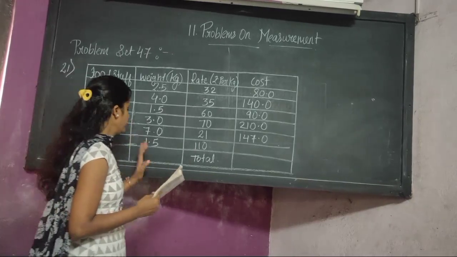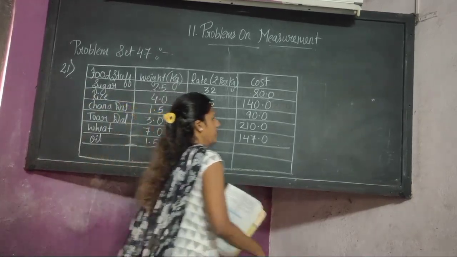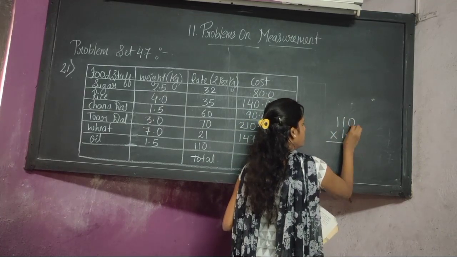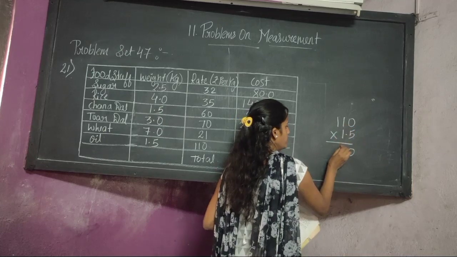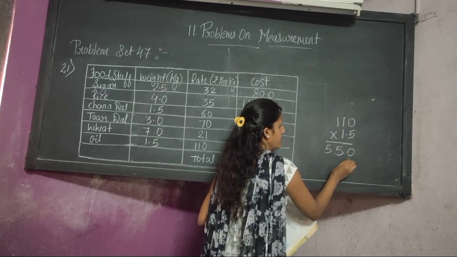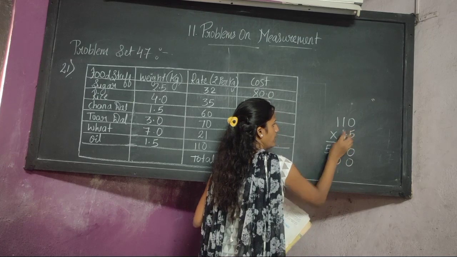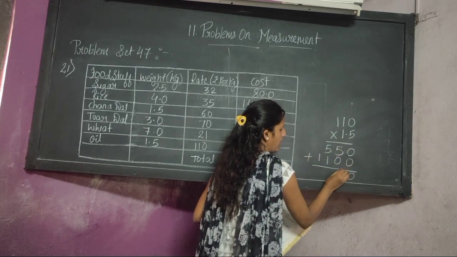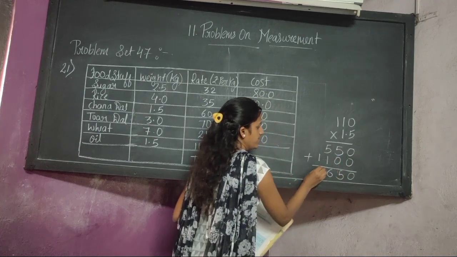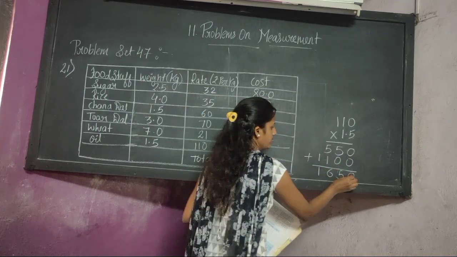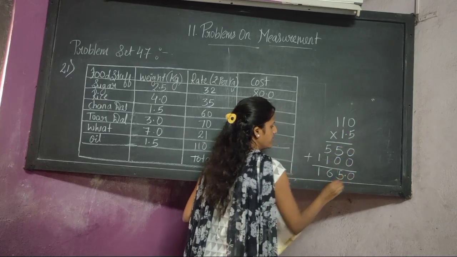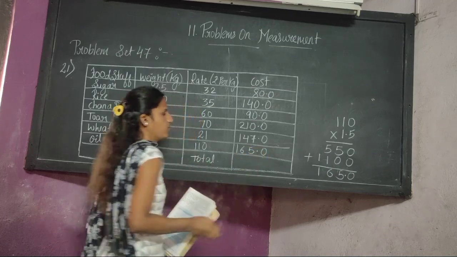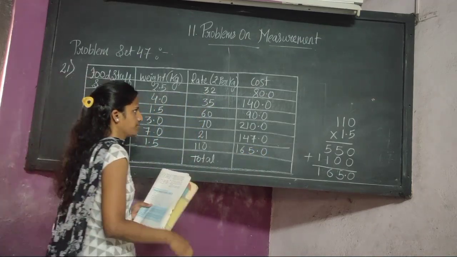Now let's find out for oil. 110 will multiply by 1.5. 5 zeros are 0. 5 ones are 5. Again 5 ones are 5. 1 zeros are 0. 1 ones are 1. 1 ones are 1. Now let's do addition. 5 plus 1 will be 6. Let's take a point. Your 1 digit is there, so before 1 digit we will take point. So the answer is 165.0.